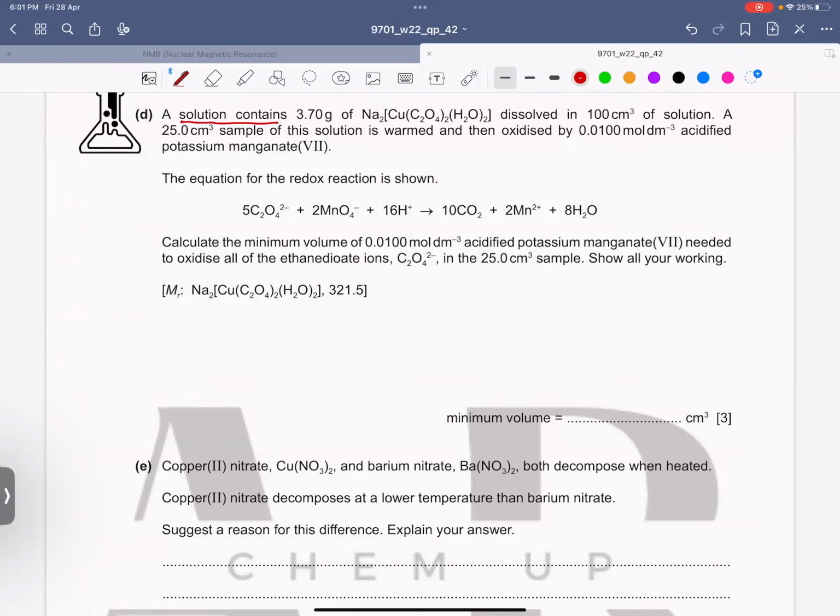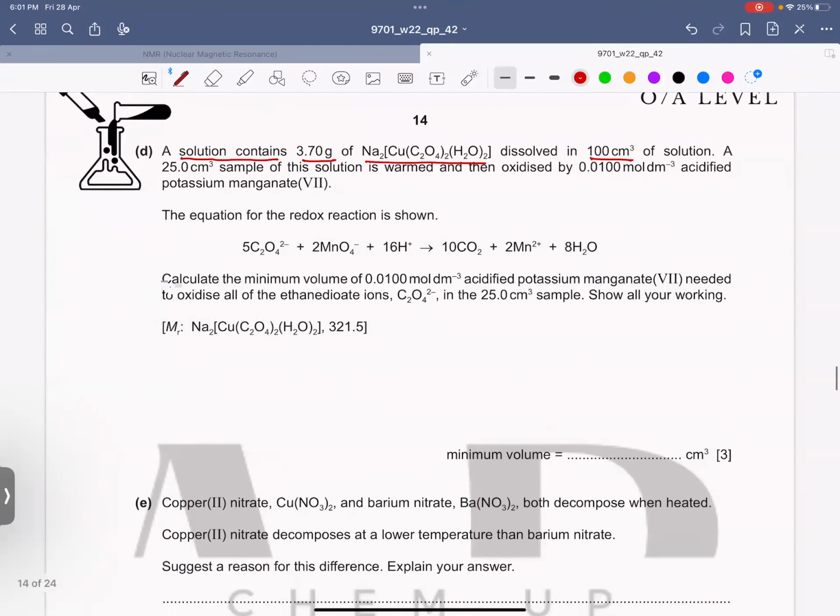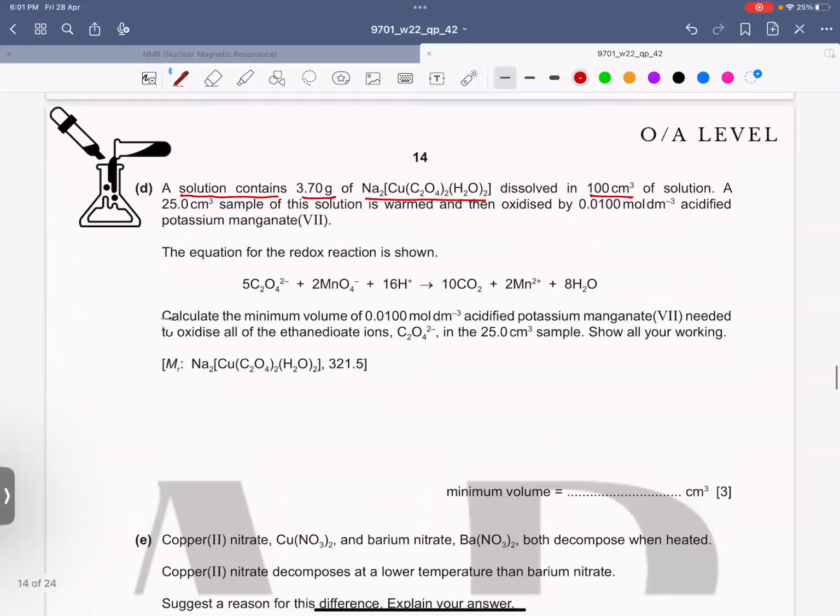A solution contains 3.70 gram of this complex dissolved in 100 centimeter cube of a solution. Okay. So the mass of this complex is 3.70 gram and the volume of the solution is 100 centimeter cube. A 25 centimeter cube sample of this solution is warmed and oxidized by 0.1 mole per dm cube acidified potassium manganate. This is the reaction.